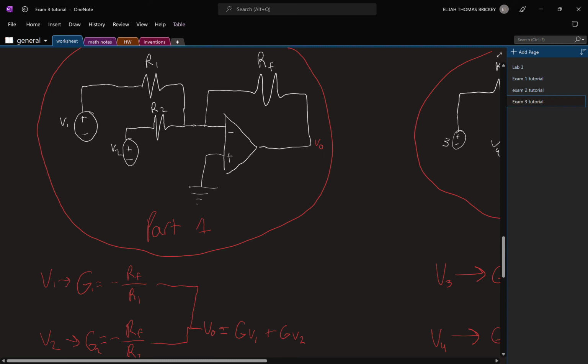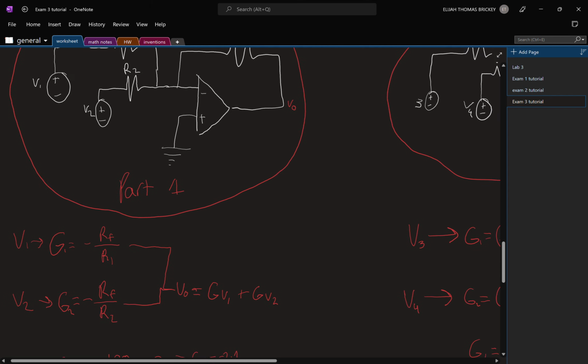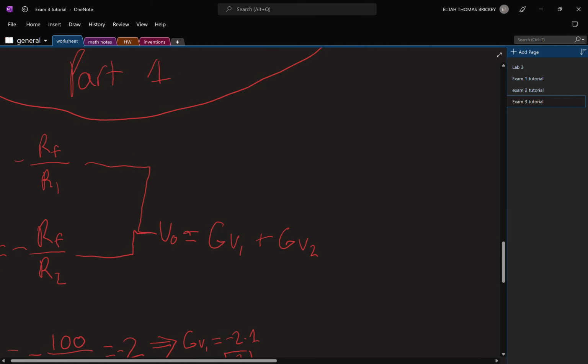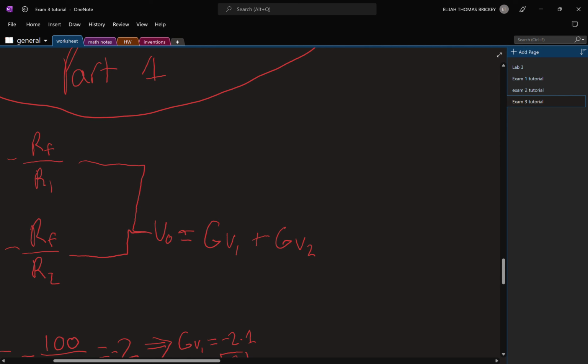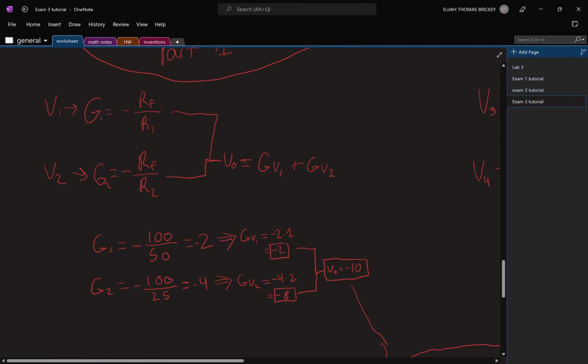The gain on an inverting amplifier is negative RF over R1, where RF is this resistor, and R1 is this one, in terms of V1. Same thing for V2, it's just R2 instead of R1. And VO equals gain times V1 plus gain times V2. If you run that through, 100 over 50 equals negative 2. And gain times V1 is negative 2, because V1 equals only 1.